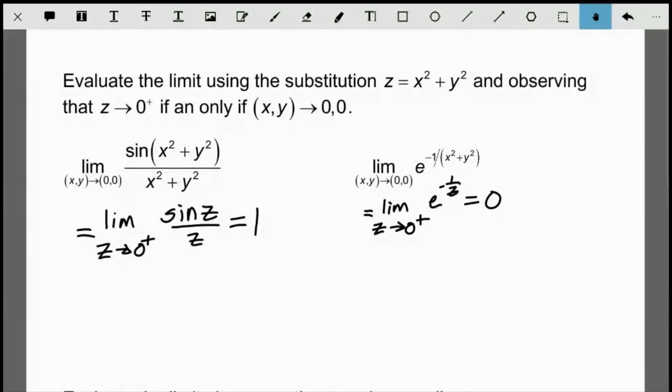Okay, so probably could have figured that out without doing the substitution there, but you get the idea that if you can get these in terms of a single variable, it becomes very easy to solve these things out.